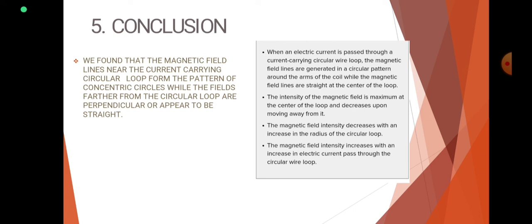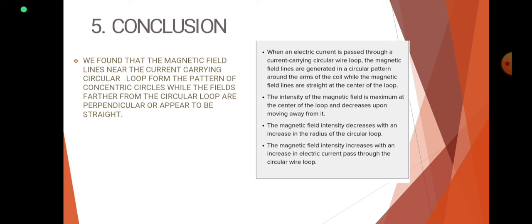The intensity of the magnetic field is maximum at the center of the loop and decreases upon moving away from it. That is, the magnetic field near the loop is the highest and it decreases upon moving away from the loop. The magnetic field intensity decreases with an increase in the radius of the circular loop. That is, they are inversely proportional to each other.